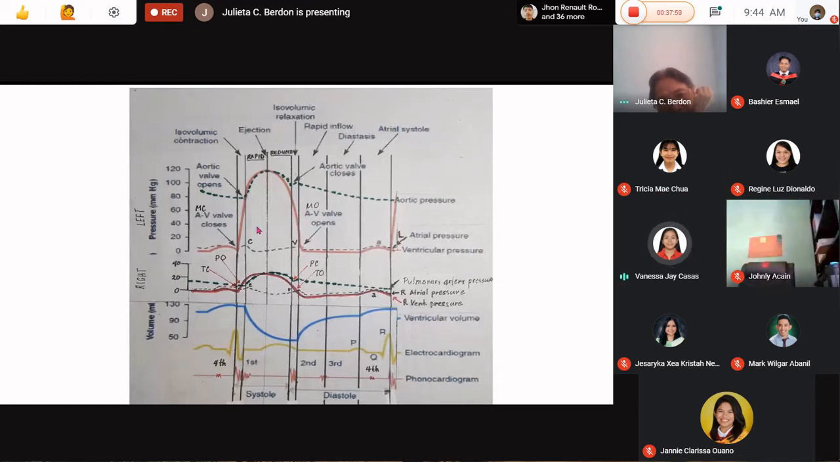Yes, yes. The minute the aortic valve opens, that will now be the end of your isovolumetric phase and the beginning of the rapid ejection phase.